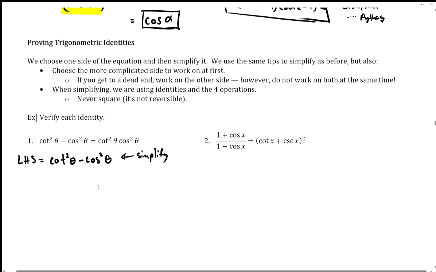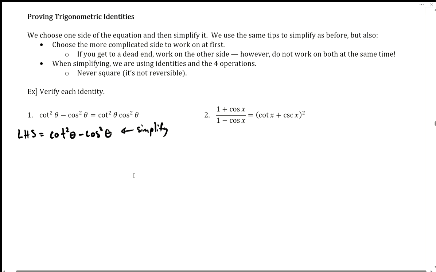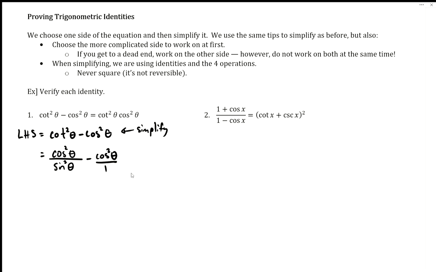Okay, so let's see how this works. Let's verify this. All I did was rewrite it, but now I'm going to apply the reciprocal identity, or they might call that the quotient identity too sometimes. So this is cosine of theta over sine of theta, and that is what I want. Oops, they're both squared though, because cotangent was squared. There we go. So cosine squared of theta over sine squared of theta minus cosine squared of theta over 1. I'm just putting the 1 down there as a placeholder.